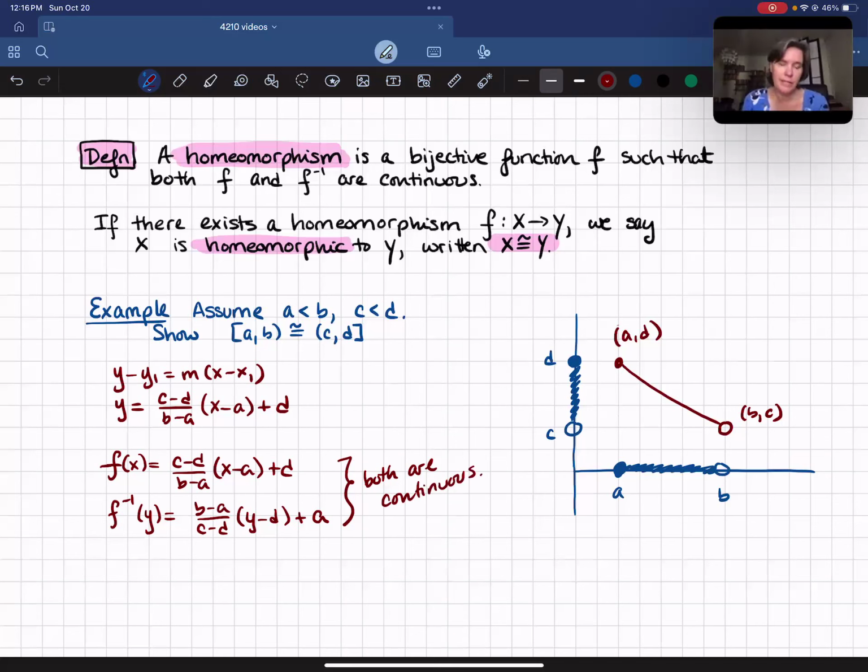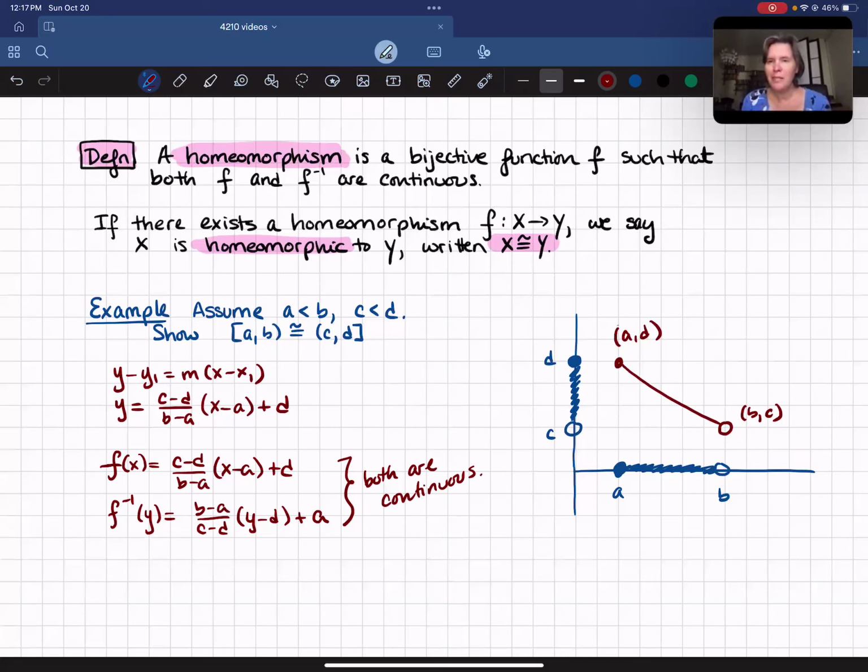Furthermore, I think we can say that since f has an inverse, f inverse of y, that means f has to be 1-to-1 and onto. Both f and f inverse have to be 1-to-1 and onto because they are invertible. All right, so this function f is a homeomorphism that takes the one interval to the other interval, and therefore these two intervals are homeomorphic.